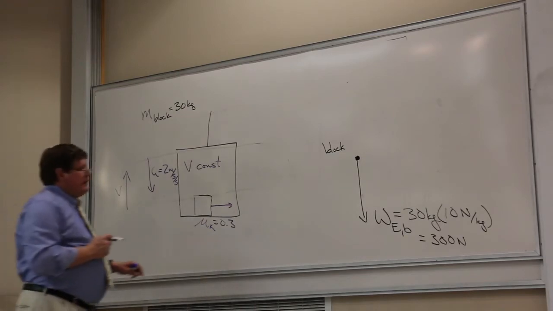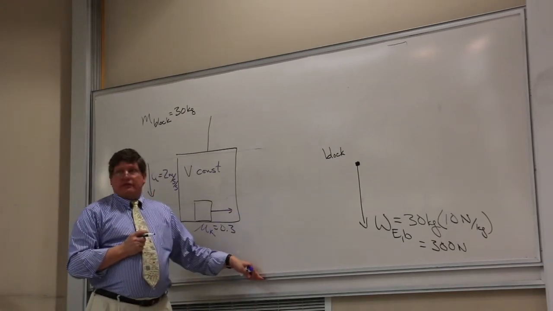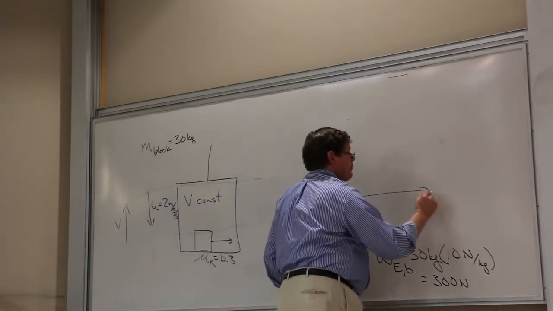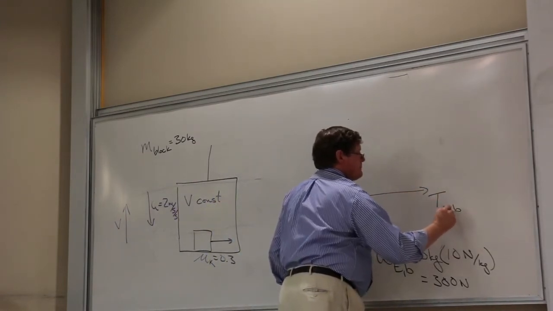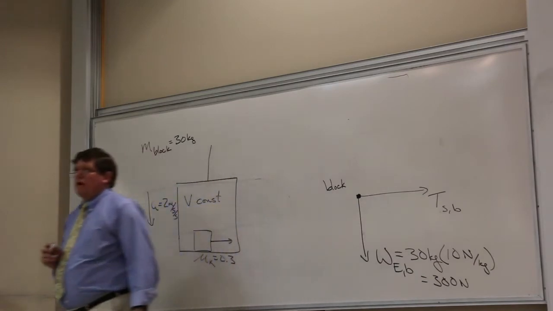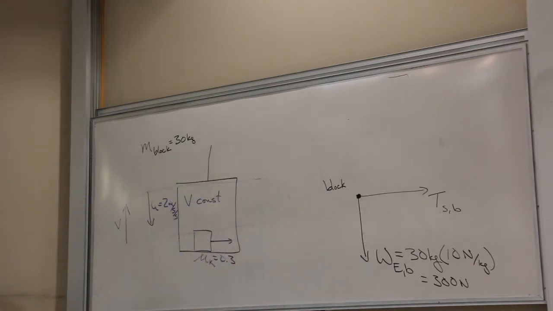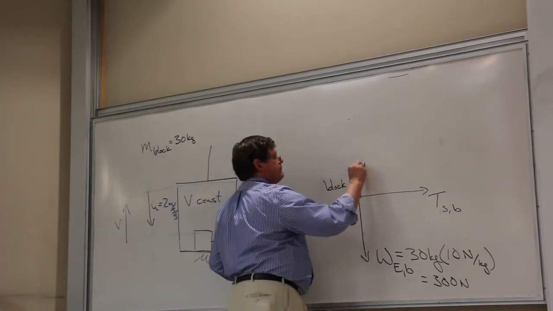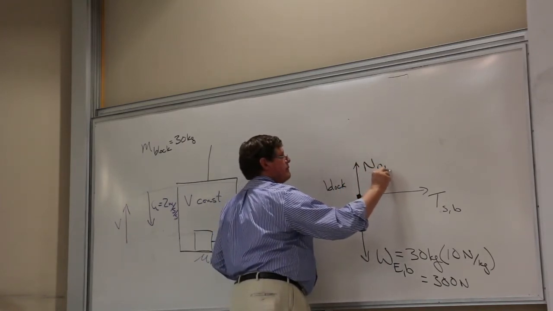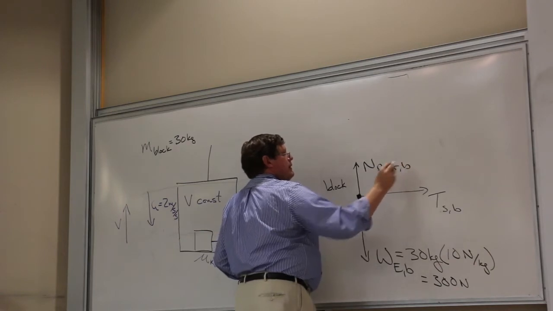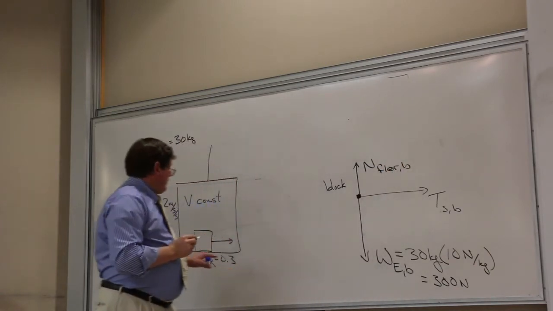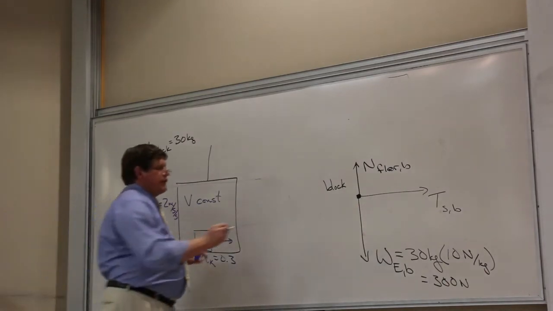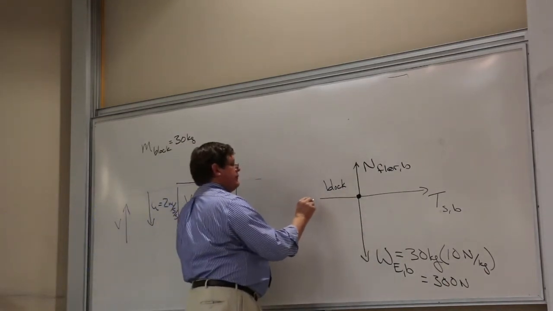So, what touches the block? Well, there's the string, and the string pulls with a tension force. There's the floor, and it pushes. Whenever one thing pushes on another, there will always be a normal force. There may also be a friction force, and I know there's a friction force because I've been given the coefficient of kinetic friction.